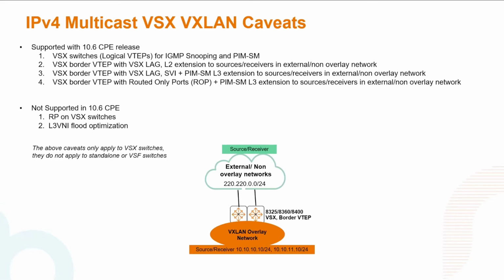Another thing is that, compared to snooping, the routing case is a flood. The traffic will be flooded to all the VTEPs on the L3 VNI. We are planning to optimize that in upcoming releases, but for the first release it will be a flood solution only. So these are the basic limitations, majorly the RP and the flood optimization. These two are the limitations we currently have.